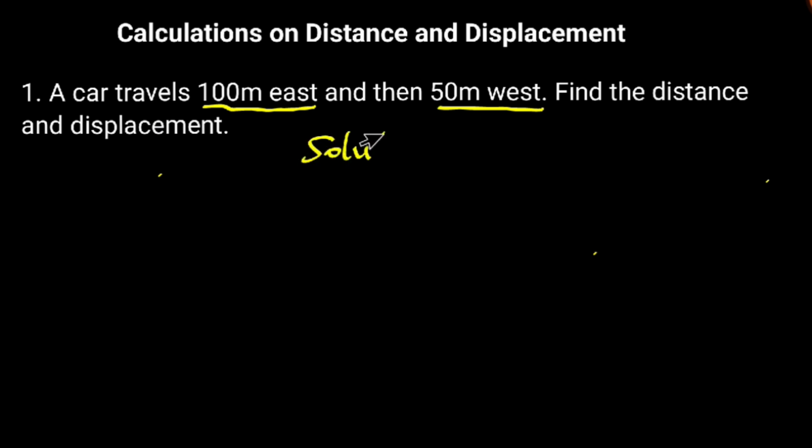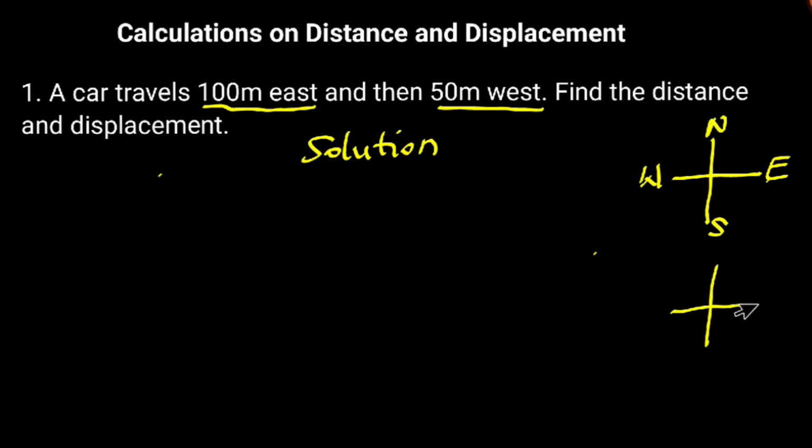So solution. Let me draw our cardinal points. This is east, west, north and south. And then our Cartesian coordinates. This is plus x, this is minus x, this is plus y, and this is minus y. Alright.